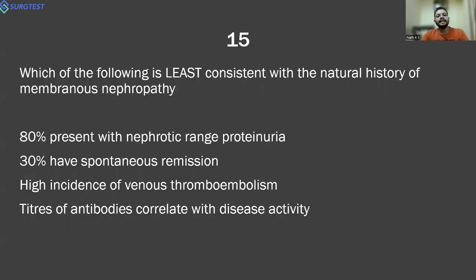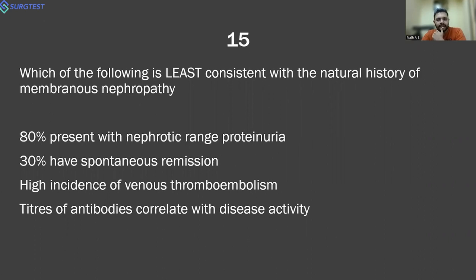Which of the following is least consistent with natural history? Again, I told you natural history is very important. If I am the question setter, I'll compulsorily keep asking you these things only. Options: A, 80% present with nephrotic range proteinuria; B, 30% have spontaneous remission without treatment itself; C, high incidence of venous thromboembolism; D, titers of antibody correlate with disease activity. Nilima says A. Can Nilima or Fatur just type in the chat box why you say A? Then I'll be happy.